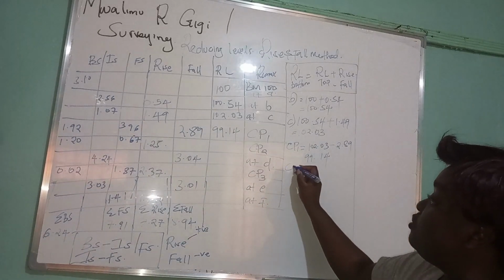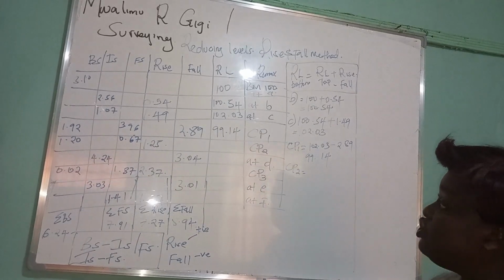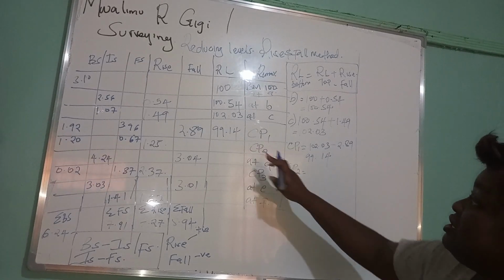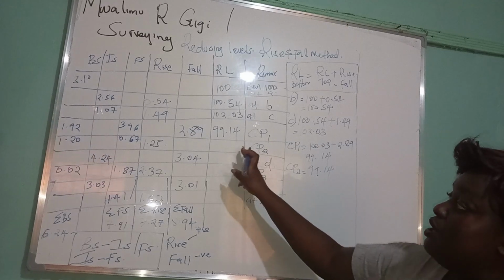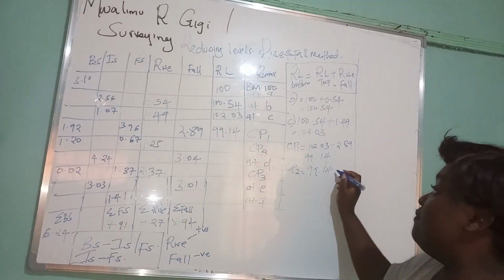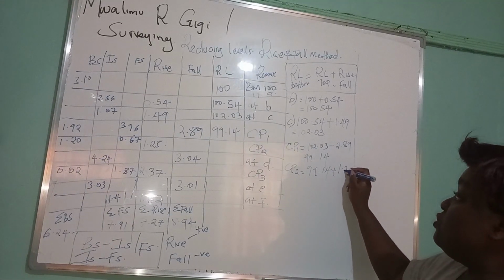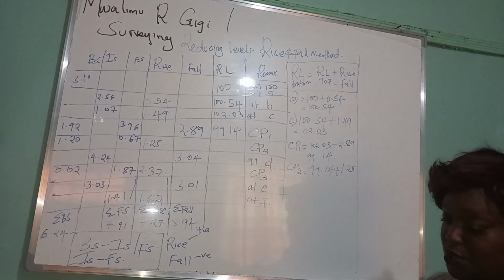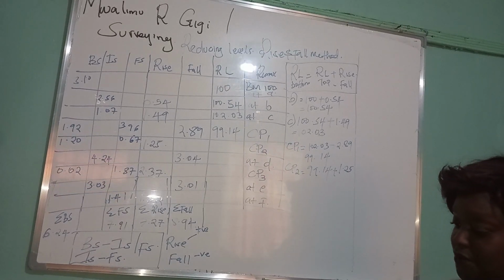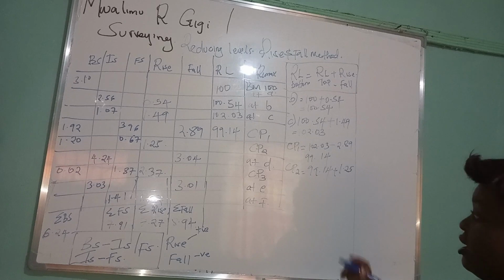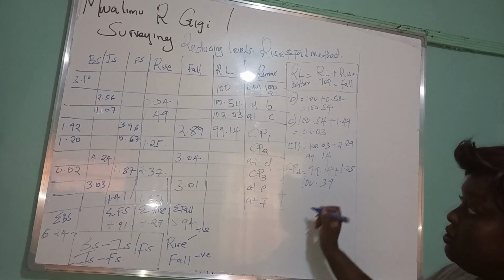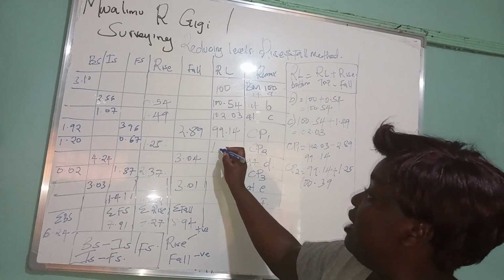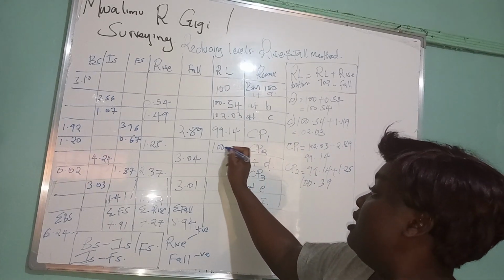So at change point 2, we have the reduced level at the top as 99.14, and we have a rise of 1.25. So plus 1.25, which is 100.39. So the reduced level at change point 2 is 100.39.